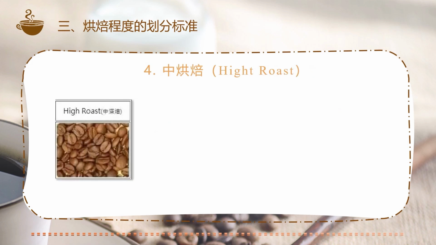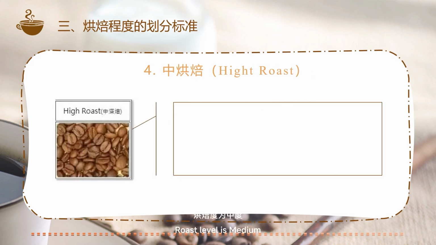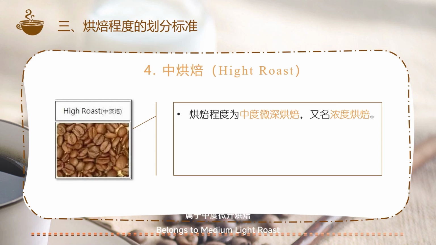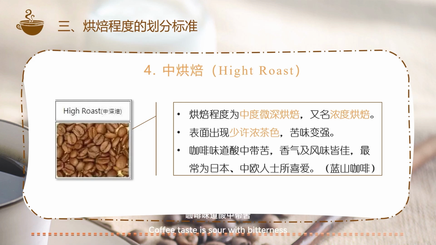4. Medium roast. Roast level is medium. Medium light roast, also known as city roast, belongs to medium light roast. Slightly stronger than light medium roast. Surface shows a little dark brown color. Bitterness also becomes stronger. Coffee taste is sour with bitterness. Both aroma and flavor are excellent. Most favored by Japanese and Central Europeans.